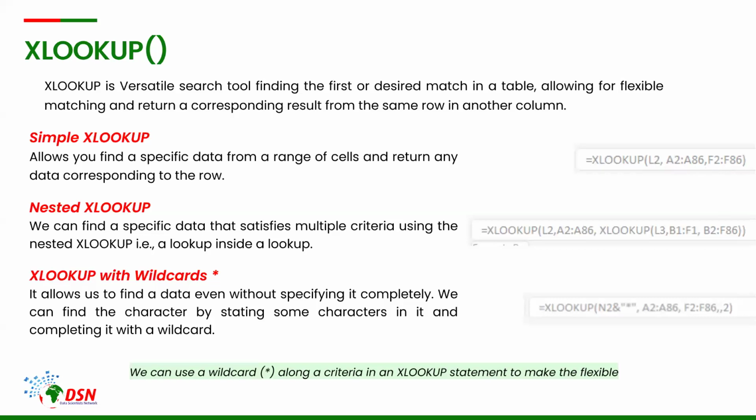So the next one is the nested XLOOKUP. This is like nesting a lookup inside a lookup. Now, if you look at this simple XLOOKUP, we realize that it only takes one search. It can only allow us to search for one condition, like I can only search for L2. But what if we want to search based on multiple conditions? Like I want you to satisfy L2, and at the same time, I also want you to satisfy, say, M2.